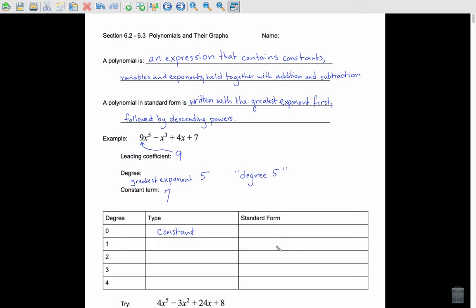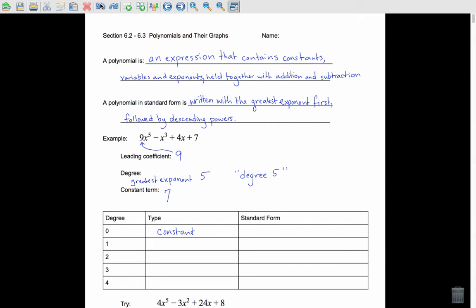Okay, so something like 4. All right, if it's degree 1, that's going to be a linear equation. Lines that we looked at earlier this year, something like 3x plus 2 or 5x, something that has degree 1 as its greatest.